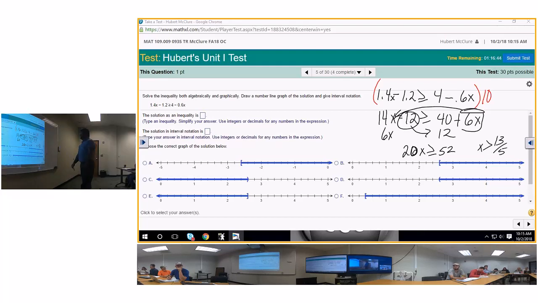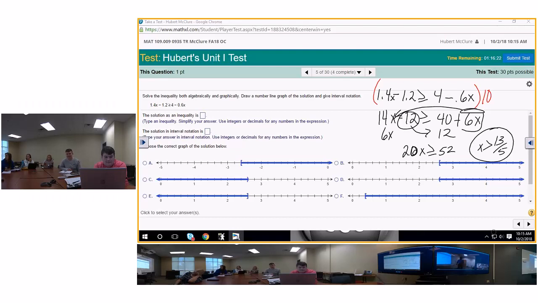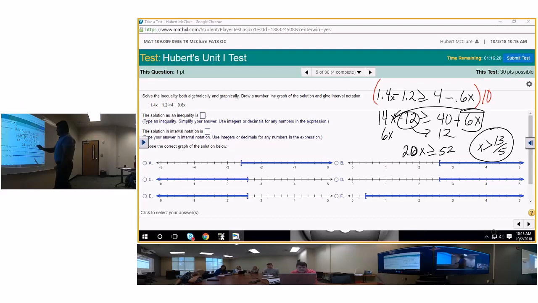Somebody check, make sure I did that correct. 13 over 5 is 2 3/5, which is about what? 2 3/6 is 2.5, so it's about 2.5. Is it 13/5? Okay, all I need is a yes or a no. It's 13/5. Thank you. All right, so what does this tell us?